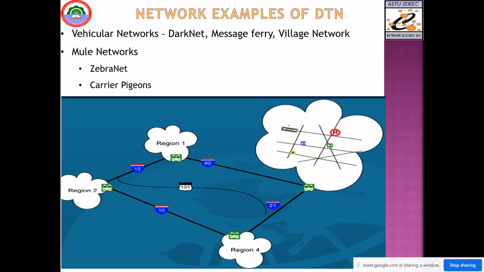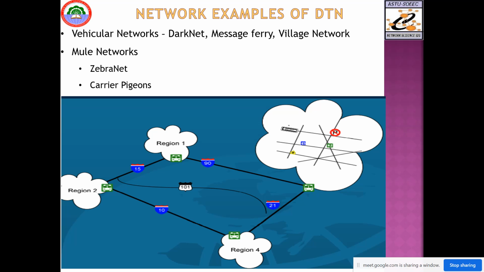Likewise, in mule networks, there are ZebraNet and carrier pigeons. ZebraNet, which we discussed in the previous lecture, is used simply to track the movement of zebras. Carrier pigeons are used in sensitive areas like military and other defense areas, where instead of using technology, they used pigeons to carry their information from one location to another.